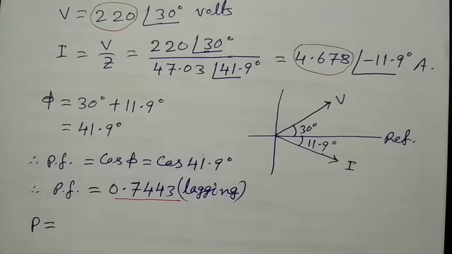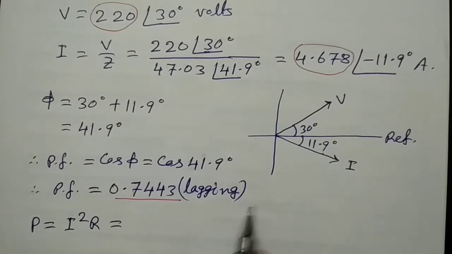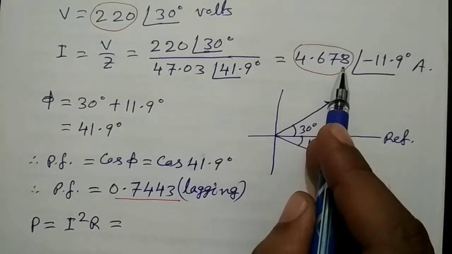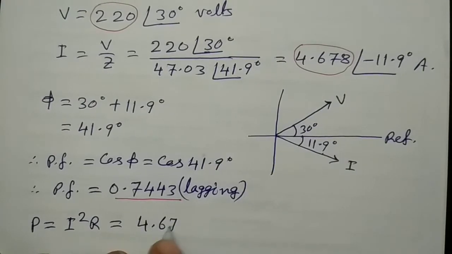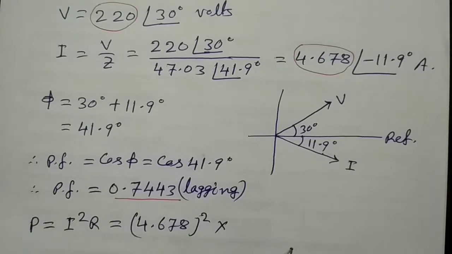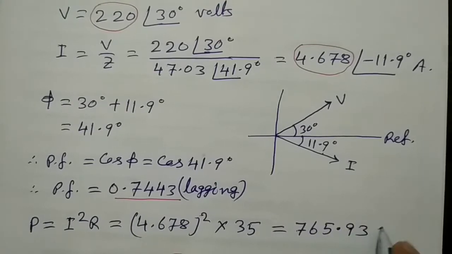Or we can write the I square R formula. It can also be written as I square R, where I means the RMS value of the current, only the magnitude. So it will be 4.678 whole square into the resistance. And in the question the resistance value is 35. After solving we'll get the power as 765.93 watts.